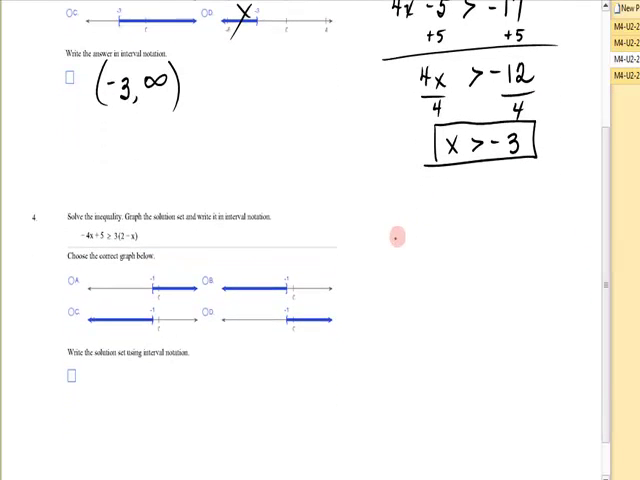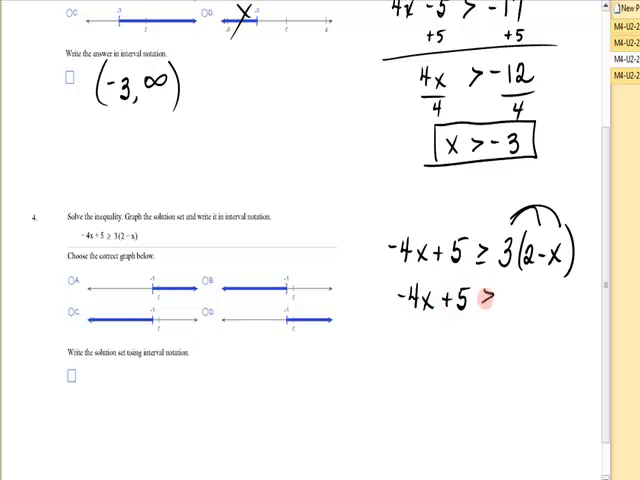All right, next one. I have -4x + 5 ≥ 3(2 - x). All right, left-hand side looks good. Right-hand side, I can simplify. So I've got, copy this down, -4x + 5 ≥ 3 times 2 is 6, 3 times -x is -3x. Remember that I want the variable on the left. So I'm going to add 3x, add 3x.